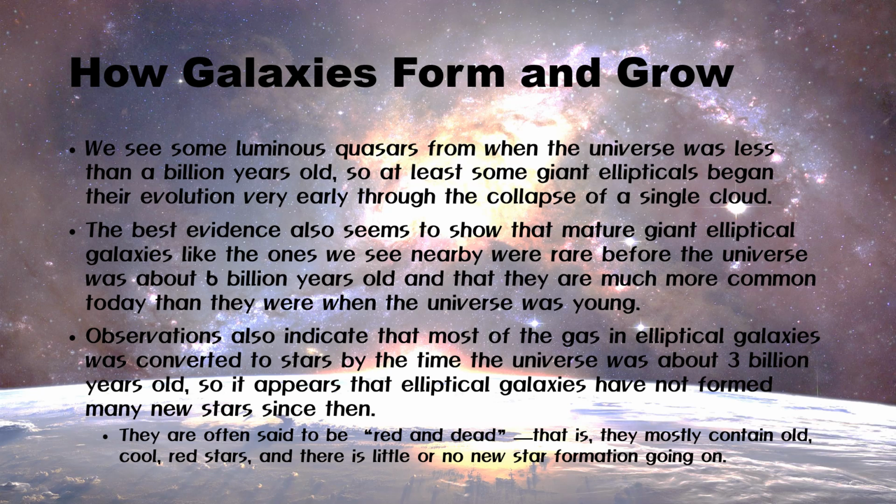Observations also indicate that most of the gas in elliptical galaxies was converted into stars by the time the universe was about 3 billion years old. So it appears that elliptical galaxies have not formed many new stars since then. You'll also hear that elliptical galaxies are said to be red and dead, which means that they contain mostly old, cool red stars, and there's little to no new star formation ongoing.